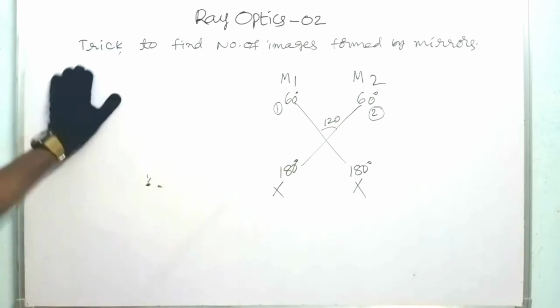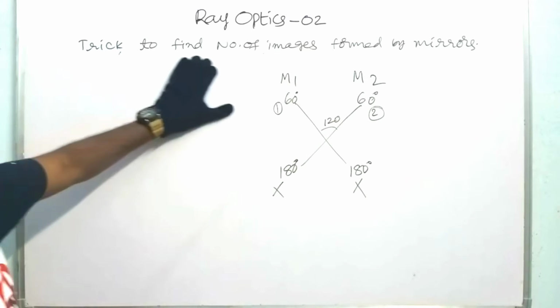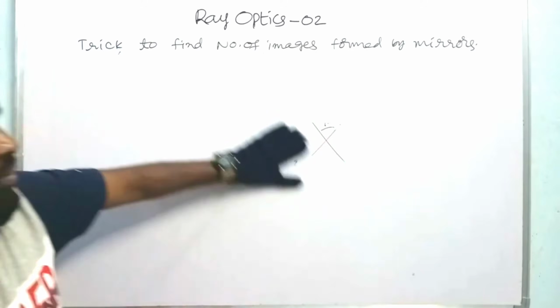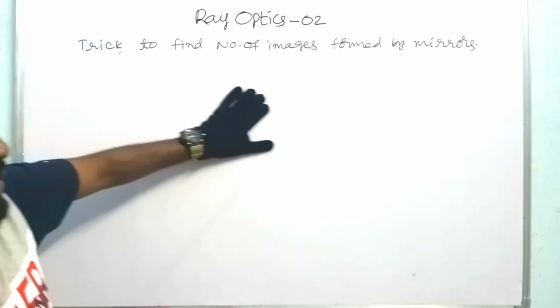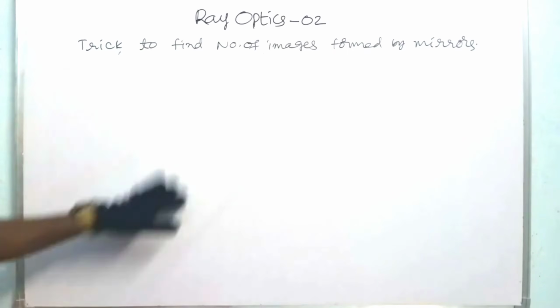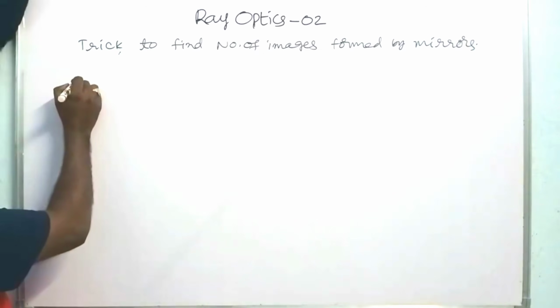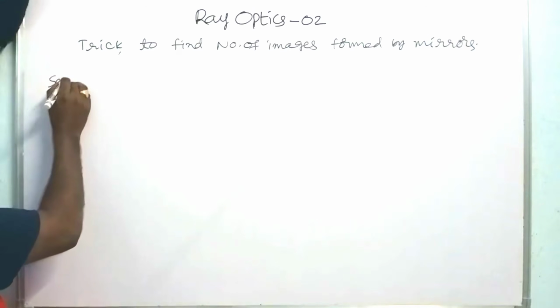So this is the method to find the number of images. How many angles should be there? You can easily find the formation of the number of images. Another method is where you find n, the number of images. Second trick.